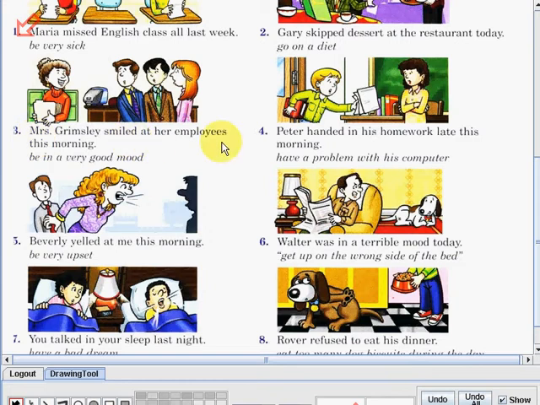Mrs. Grimsley smiled at her employees this morning. I know, he must have been in a very good mood. Mrs. Grimsley smiled at her employees this morning. I know, he must have been in a very good mood. Peter handed in his homework late this morning. I know, he must have had a problem with his computer.